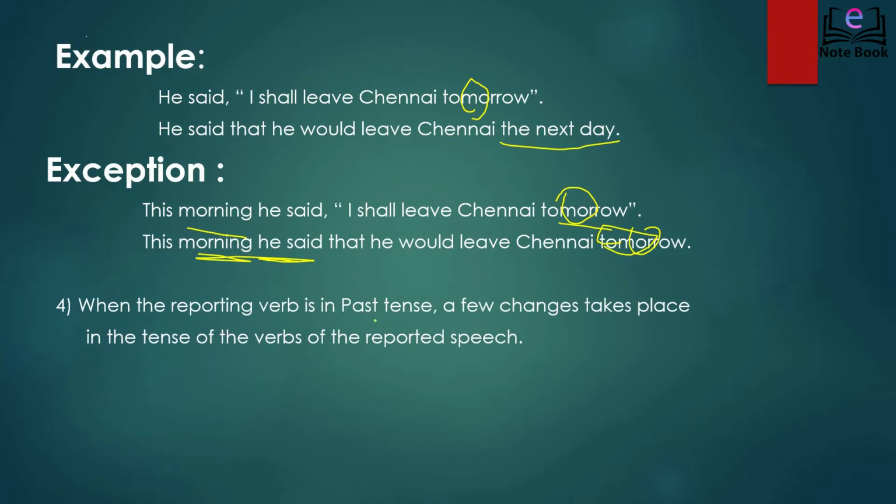When the reporting verb is in the past tense, a few changes take place in the tense of the verbs of the reported speech. For example, since this was in past tense, we changed the tense of the reported speech. Even here, we changed the tense of the reported speech because the reporting verb was not in present or future tense, it was in past tense.